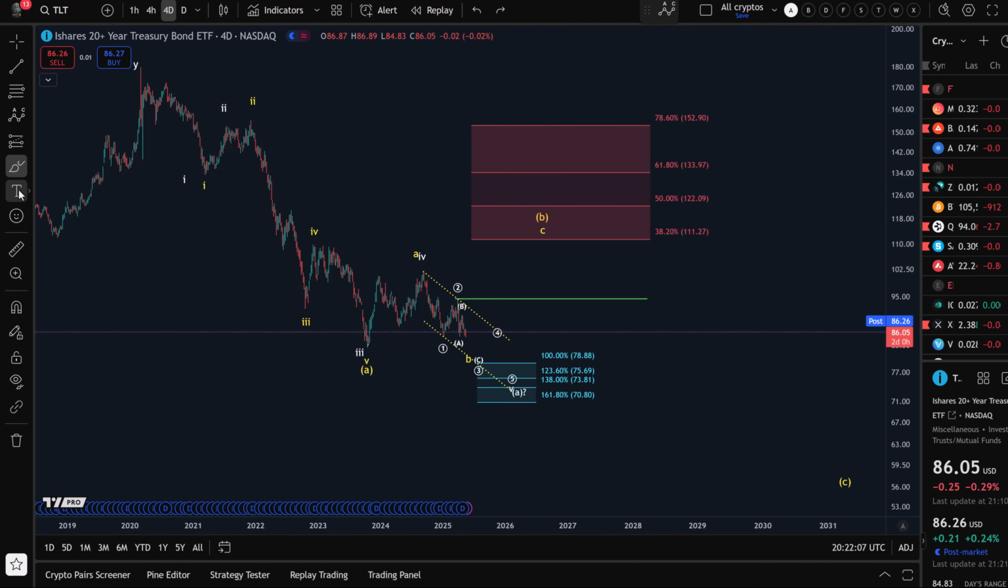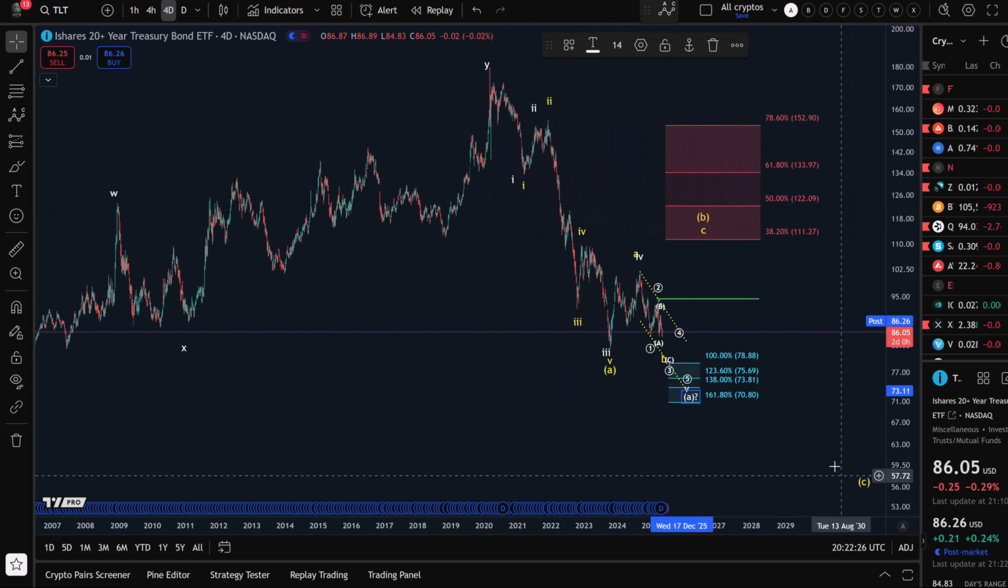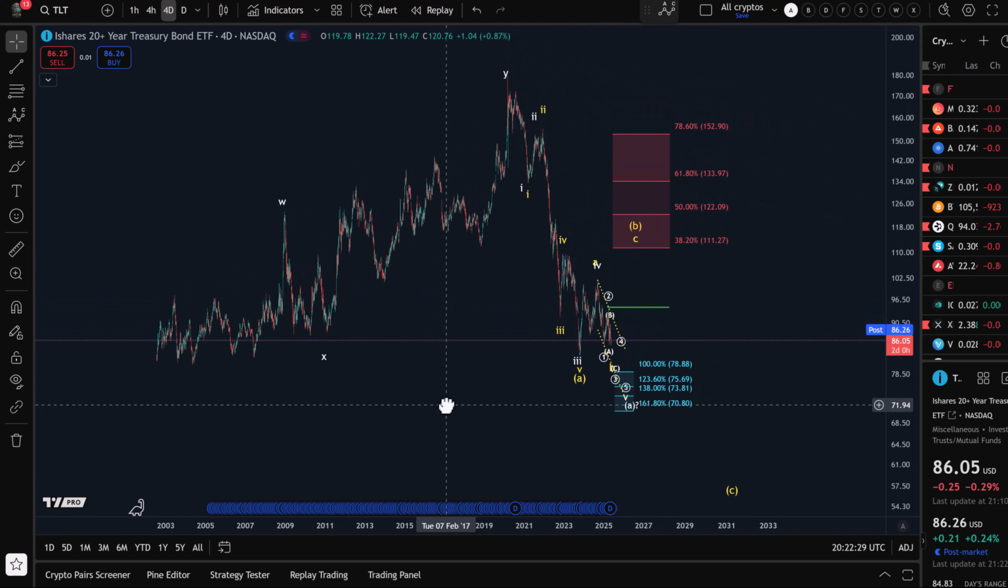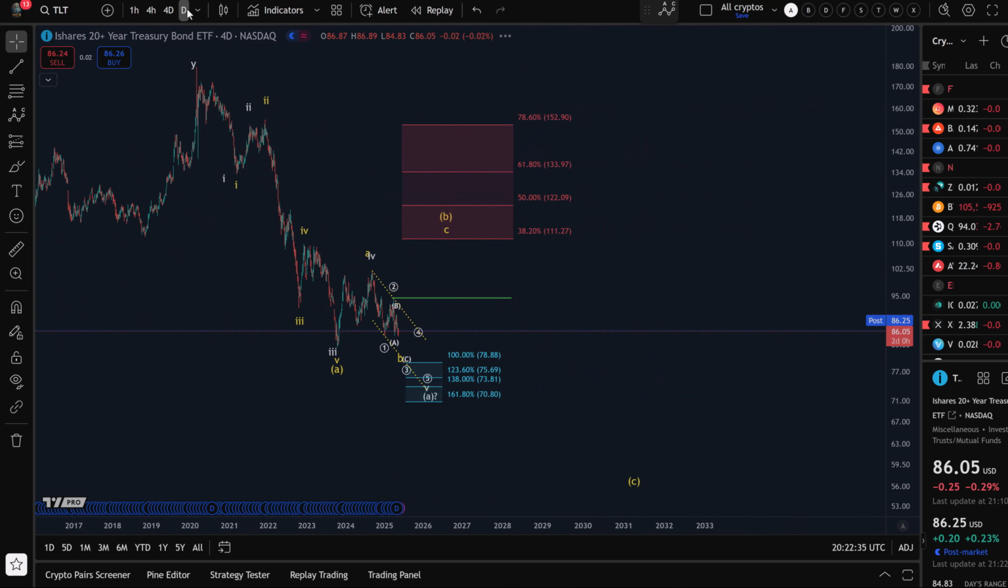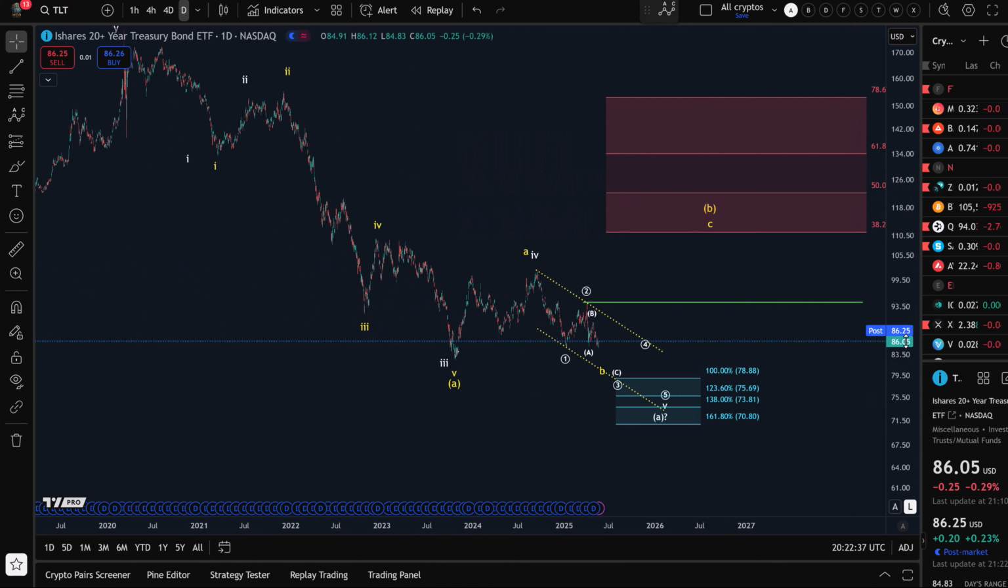So I'd say I'm quite neutral about whether the B wave has already started or we get an extension in the A wave to the downside. It really will depend on how the microstructures develop. But overall, the idea is that, let's say long term, the TLT should go down further. That's basically what this structure suggests, especially this 5-wave decline. Now, let's go to the daily time frame.